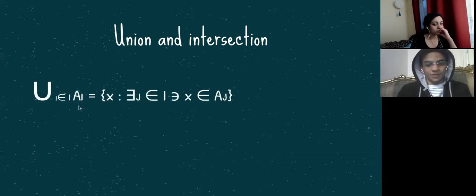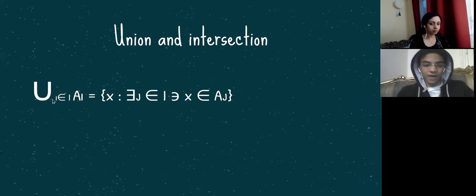This is a very long notation, so I'll go through it step by step. This is saying the union over all the classes A sub I. So I'm taking all the classes with a certain index. I still have my indices class, and I'm taking A sub I, A sub K, A sub J, etc. Right? So I'm saying that the union is equal to the set of X such that there exists a J belonging to I such that X belongs to A sub J. What this is really saying is that the union is all X's such that X belongs to at least one of the classes with a certain index.